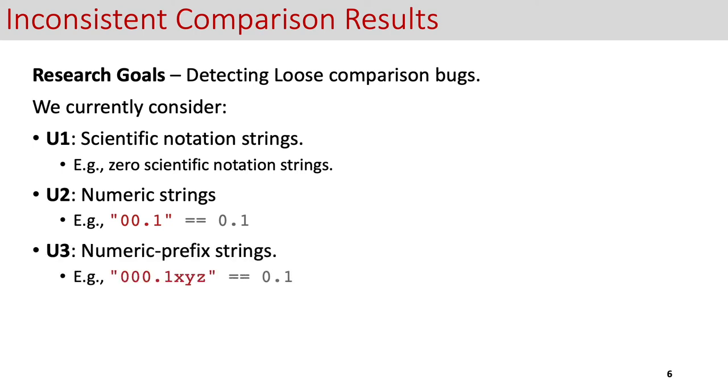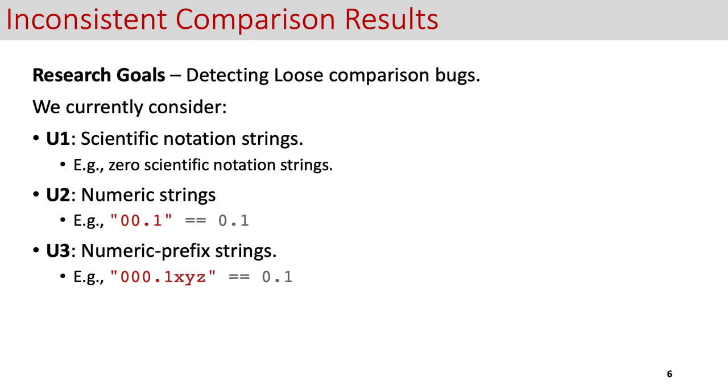Third, numeric prefix strings. Different from the second class, the string in the third class only has a prefix in the numeric form, but at runtime, the prefix is kept and evaluated as numbers. Similarly, the example can return true.